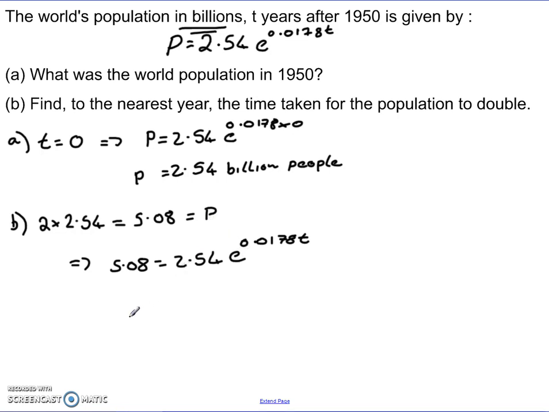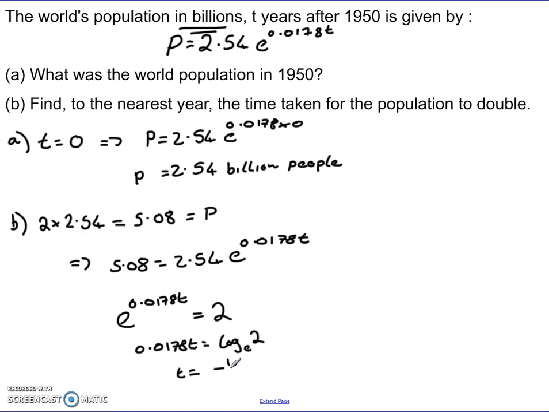And then it's a case of solving it. So divide both sides by 2.54. We then know that e to the 0.0178 t equals 5.08 divided by that. Well, that just equals 2. That's quite a nice convenient number. Excellent. We then take the log of both sides. We then know that 0.0178 t equals log to the base e of 2. And then from that, to get t on its own, we just divide both sides by the 0.0178.